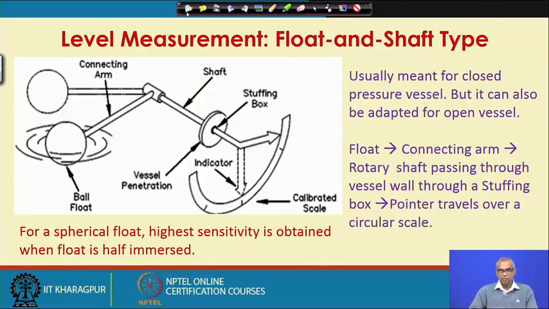Note that with help of this stuffing box, it is possible for me to take the shaft outside the tank. For a spherical float, highest sensitivity is obtained when float is half immersed.